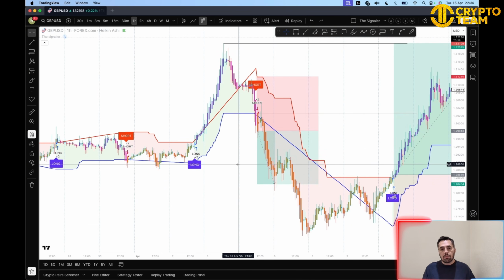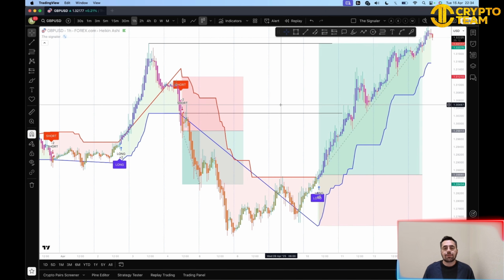These are volatile markets. Now, if you like what you've seen here and you also want to have a chance to use this indicator, then let's head over to Telegram so that I can show you how to use it.